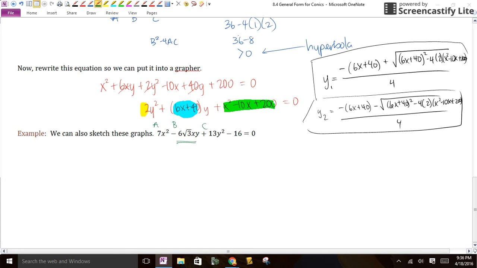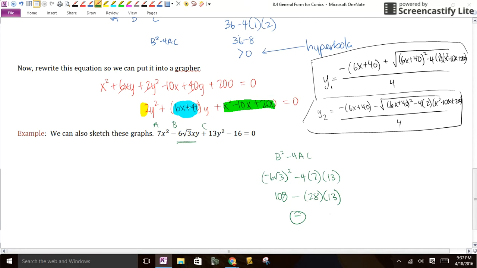And so if I go ahead and do the discriminant test, B squared minus 4AC, that's kind of gross: negative 6 root 3 squared minus 4, A is 7, and C is 13. That's going to be 36 times 3. Was that 36 and 3? 108 minus, what is this, 28 times 13. Well, that's bigger than 28 times 10, which would be 280. So I know this is going to be a negative number.